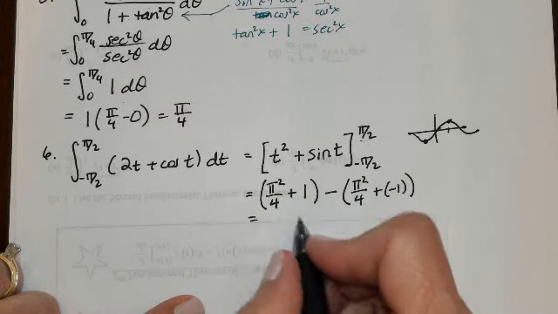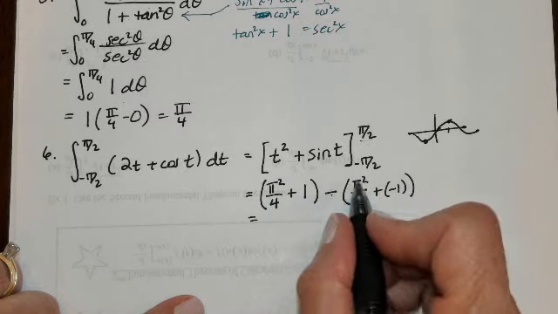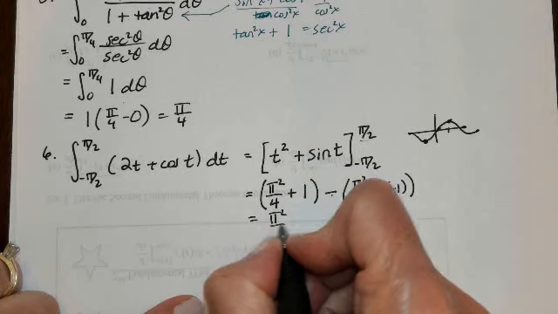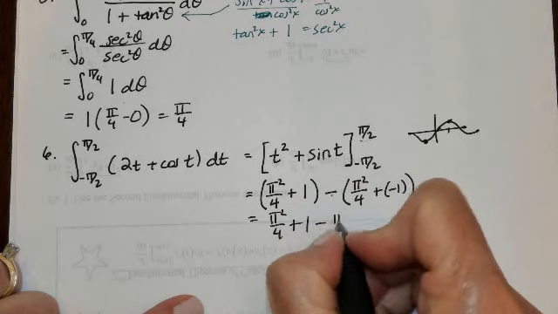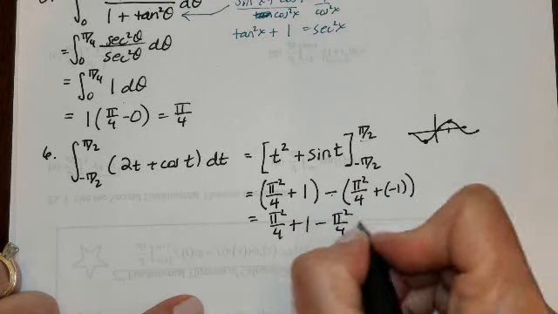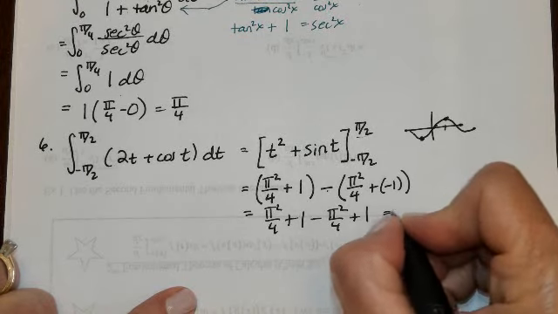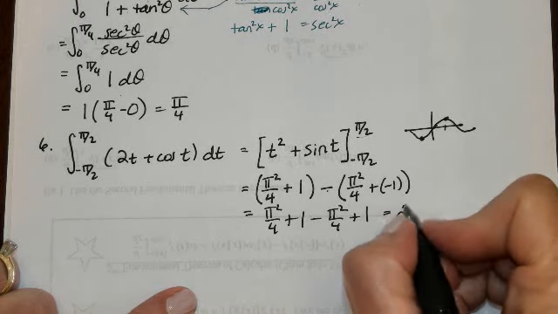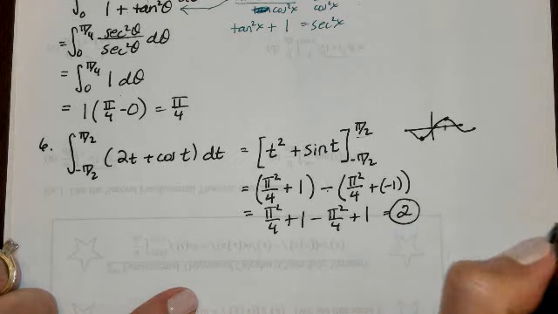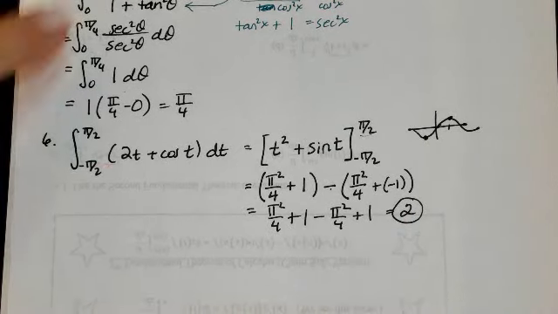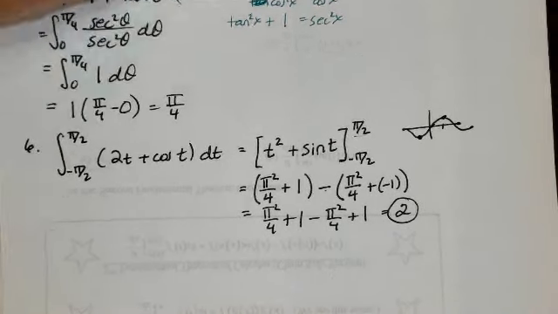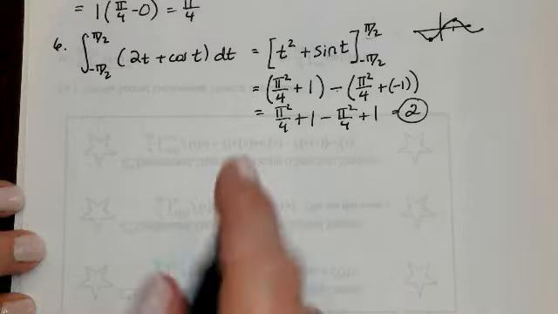So we have pi squared over 4 plus 1 minus pi squared over 4 plus 1. The pi squared over 4s cancel out, and we're left with just 2. So this is just 2. Okay, again, check it on your calculator. Plug it in. Get practice doing that.